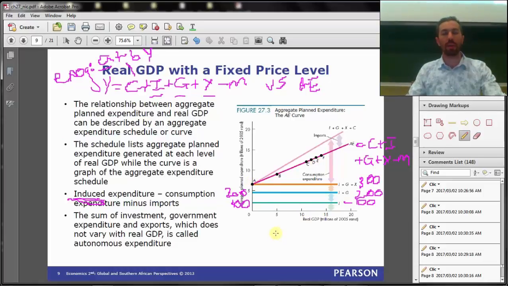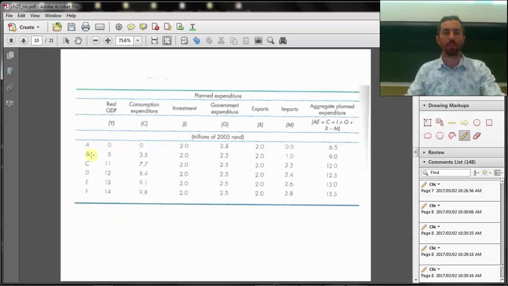As our real GDP increases, so our real GDP goes to 5. What happens to consumption? It increases to 3.5. That's induced consumption. Our investment remains unchanged, our government spending remains unchanged, and our exports remain unchanged. But our imports have now changed. Why? Because imports are also an induced variable in this example. What is our aggregate planned expenditure? C plus I plus G plus X minus M. Our aggregate planned expenditure is therefore 9. GDP is 5. Aggregate planned expenditure is 9.